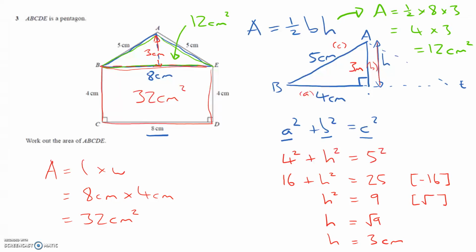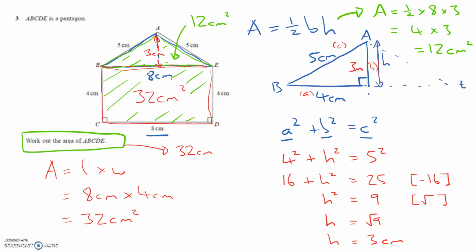So, final answer to our question, work out the area of A, B, C, D, E. That's this area plus this area. 32 square centimetres, that was the rectangle, plus our 12 square centimetres, which was the triangle, which gives us 44 square centimetres, which is our final answer. 44 square centimetres. So the rectangle is easy, 4 times 8.